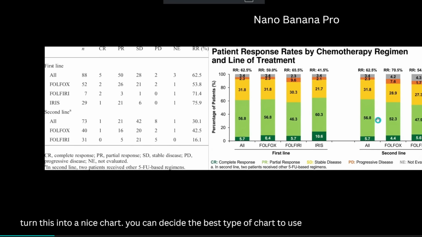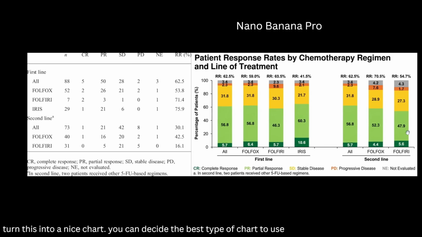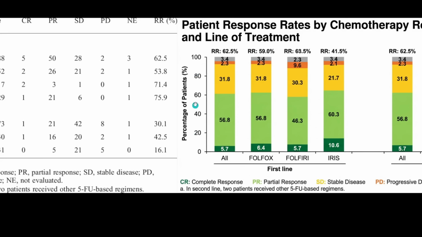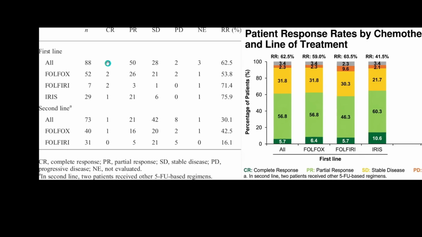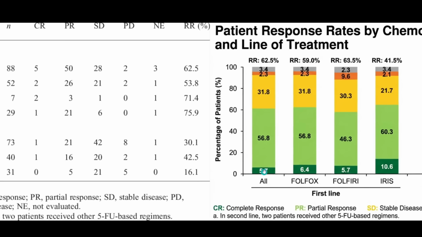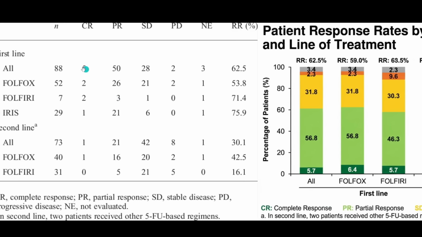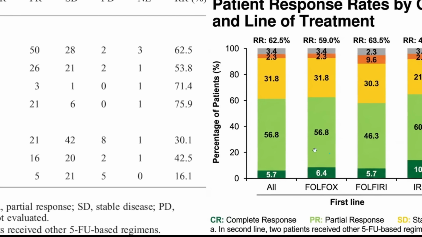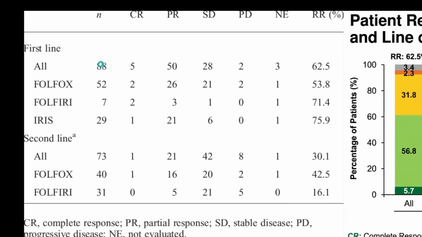Now for Nano Banana Pro, this is actually really impressive. Not only did it capture all these categories from CR all the way to NE and then RR, but it's also able to map these out really well in these bar graphs. So for example, note that the y-axis is percentage of patients. So it's actually dividing all these values by the sample size, or basically the number of patients. For example, for this first one, CR, we get 5.7, which is actually 5 divided by 88. Same with this light green one, which is PR, we got 56.8. This is actually 50 divided by 88.